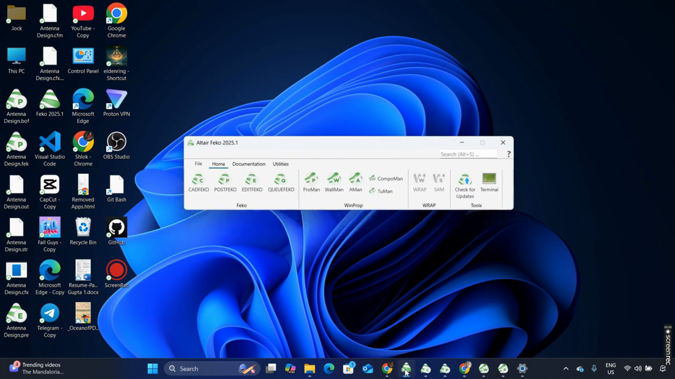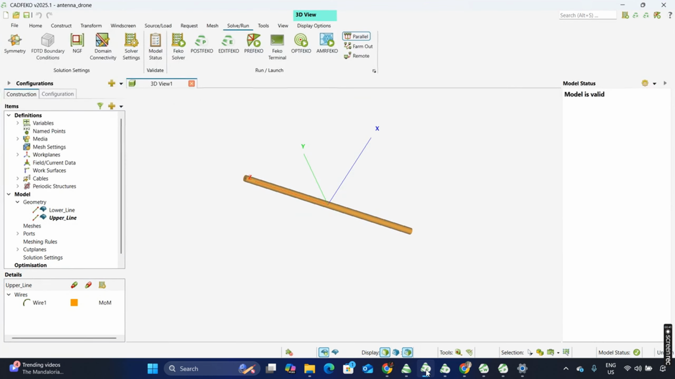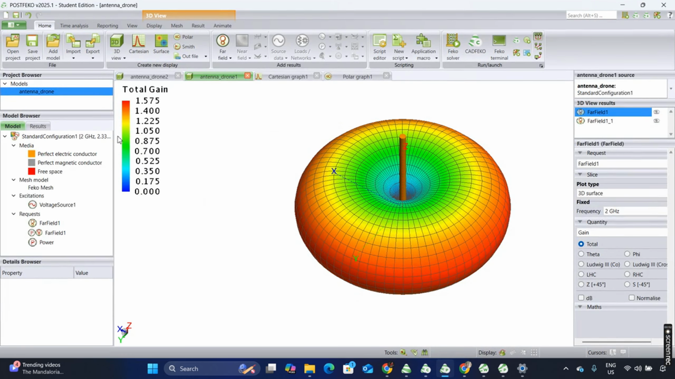First of all, I have used the Altair Feko software to make my antenna design. I have used CAD Feko to design my antenna, and then I simulated it with the Feko solver and got my result in POSTFEKO.